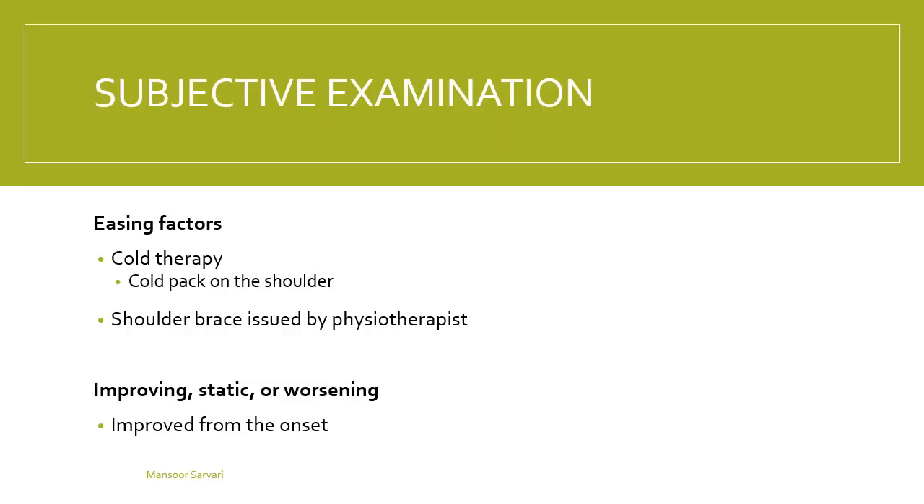To understand what makes the pain better or eases it, easing factors are asked about. Mr. B mentioned that he iced his shoulder using a cold pack after the game and that eased the pain. This indicates some inflammation is reduced. His physiotherapist issued him with a shoulder brace to immobilize his shoulder. He wears that when he is at home for the time being.